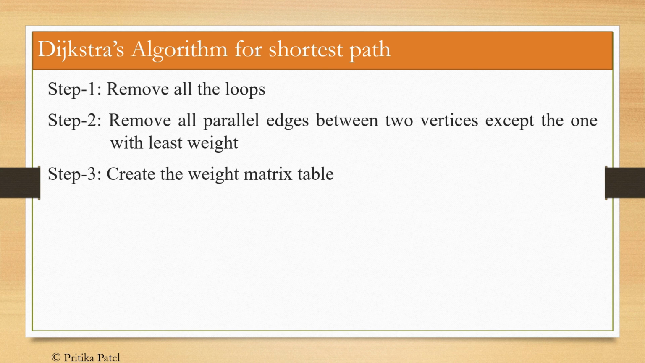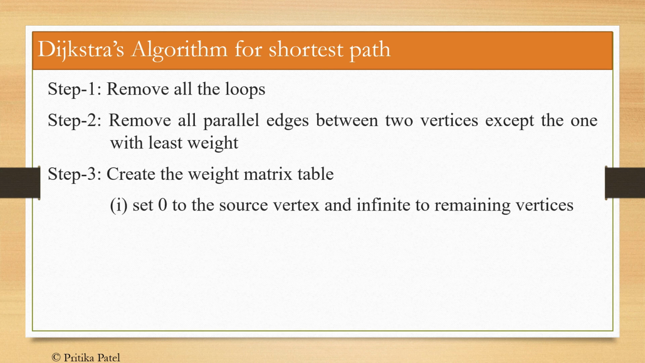Step number 3, create the weight matrix table. In this step, first set 0 to the source vertex and infinite to the remaining vertices. So initially we set 0 to the source vertex and all the remaining vertices are set to infinite. For all vertices repeat 2 and 3. So now the second and third conditions are repeated for all vertices.